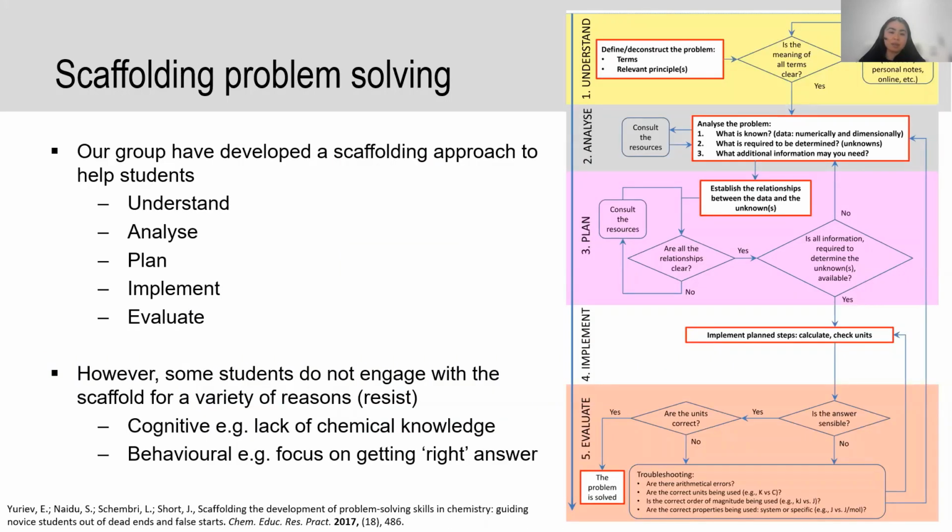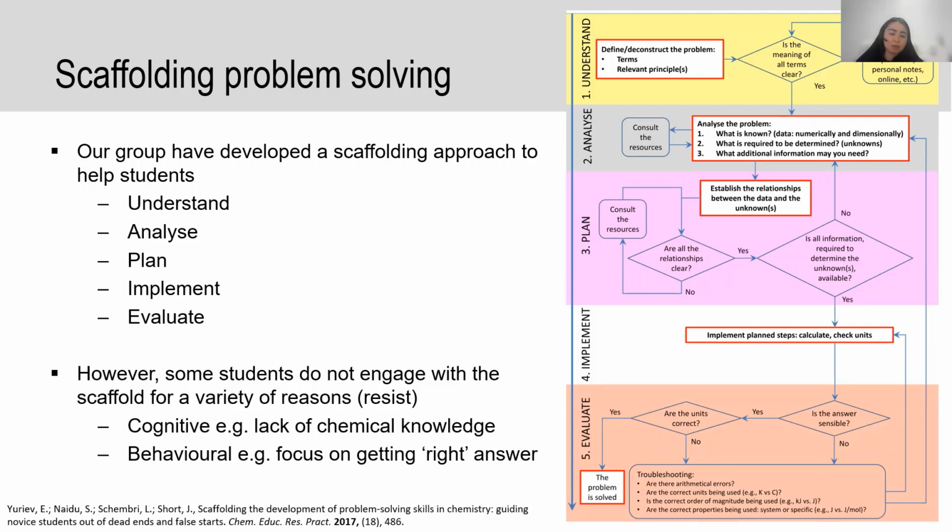Our research group has developed a problem solving scaffold known as Goldilocks Help, where it takes students through the elements of the problem solving process, such as understand, analyze, plan, implement, and evaluate. So within each of these elements are prompts. For example, with analyze, the students are asked to identify known and unknown data, and in plan, they're asked to establish a relationship between known and unknown data.